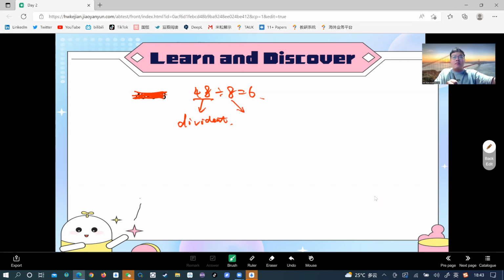And this number, what do we call that? Divisor. Yes, it's divisor. You're right. The divisor. And what is the result? How do we call that? Quotient. Just get yourself muted. Just type the words in the chat box, okay? Yes, it's quotient.